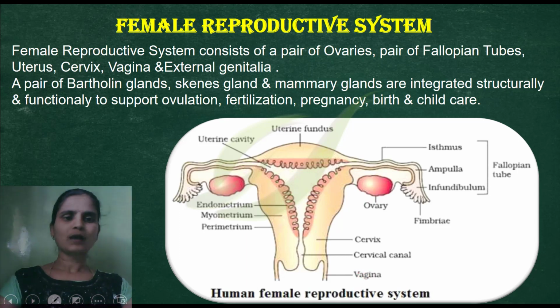Along with that, a pair of Bartholin glands, Skene's glands and mammary glands. All these glands and ducts are integrated structurally and functionally to support ovulation, fertilization, pregnancy, birth and childcare. So we are going to study each and every part in detail.